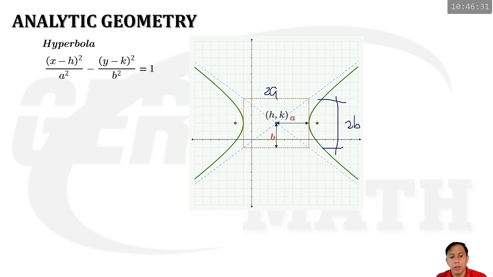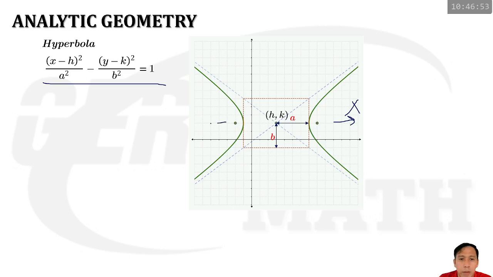Now, for this hyperbola, if it is centered at (h, k), the equation is (x minus h) squared over a squared minus (y minus k) squared over b squared equals 1. This is what you should remember: if it opens towards the x direction, horizontal, positive and negative x, the a squared should be under the x, in the denominator of x.